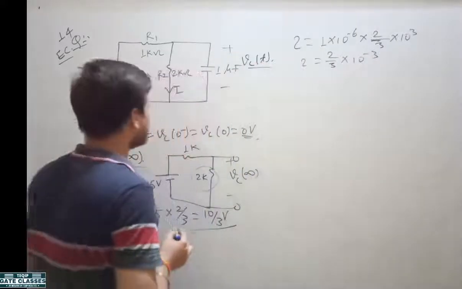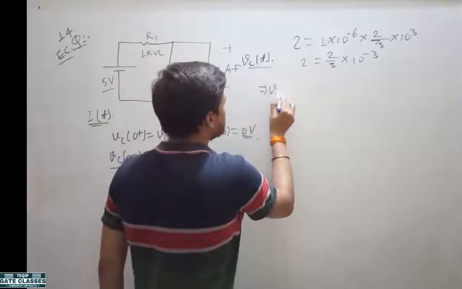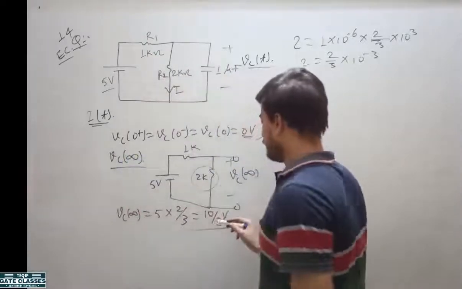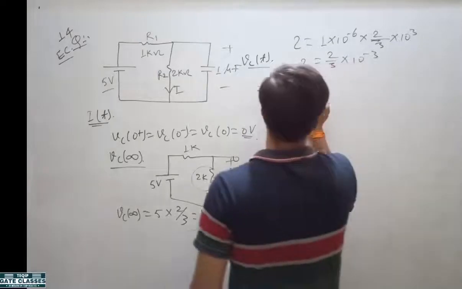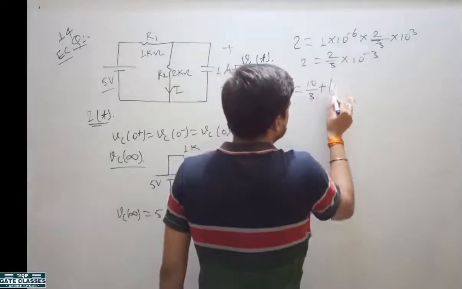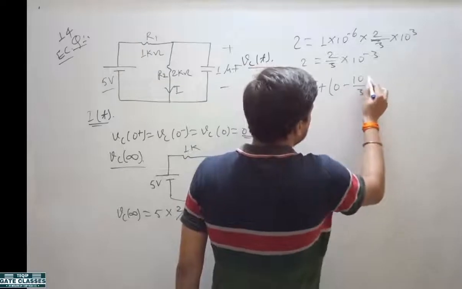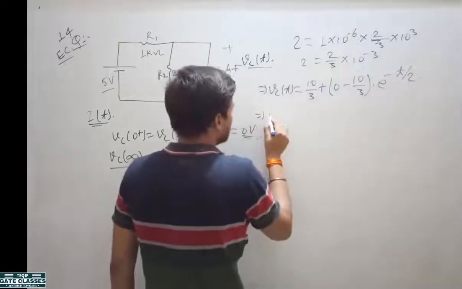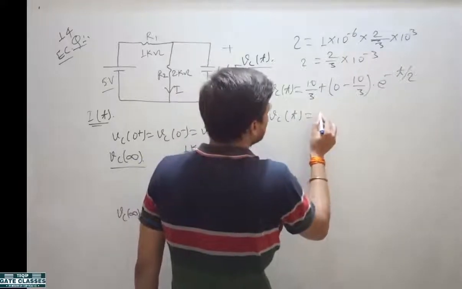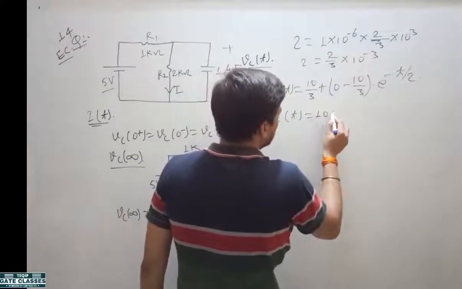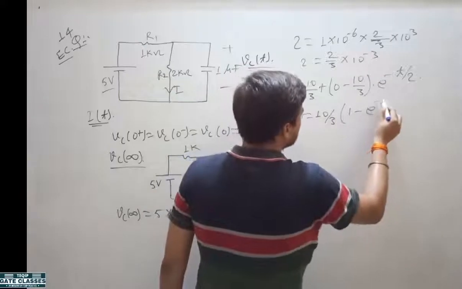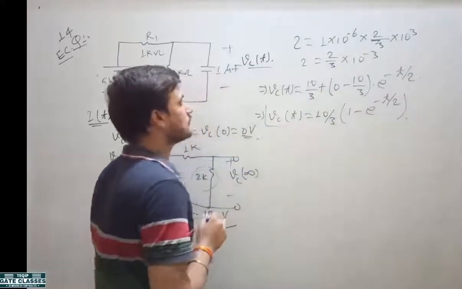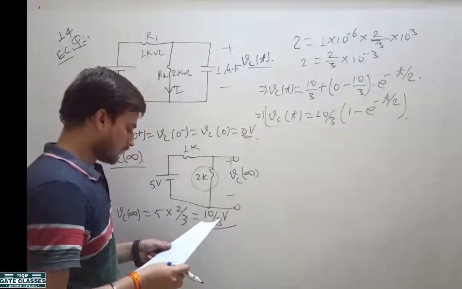So now we will write the expression for VCT. VCT will be equal to how much? V infinity, which is 10 by 3, plus 0 minus 10 by 3 into e to the power minus t by tau. So from here VCT will be equal to 10 by 3 into 1 minus e to the power minus t by tau. This is the expression for VCT.